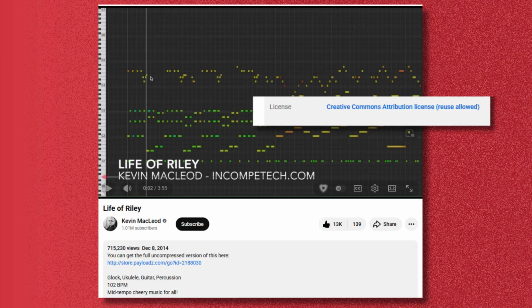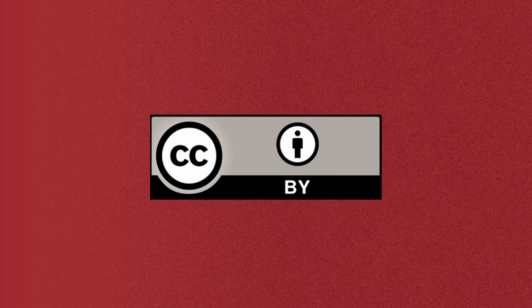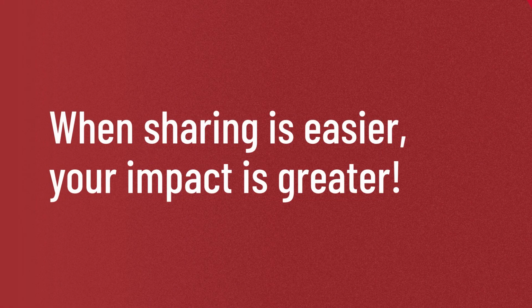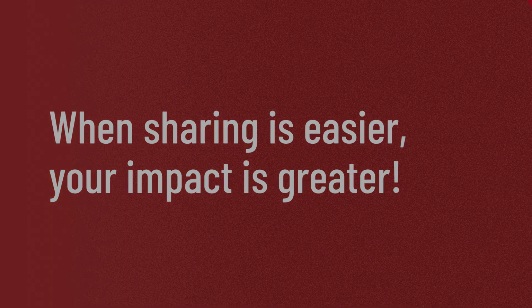This song is Life of Riley by Kevin MacLeod. It was shared under a Creative Commons license as part of a collection for YouTube in 2014. And because it was available under a CC license, it was easy for people to reuse and share this work in a lot of different contexts. That's one of the strengths of CC licensing. It makes sharing easier, which makes the impact of your work greater.